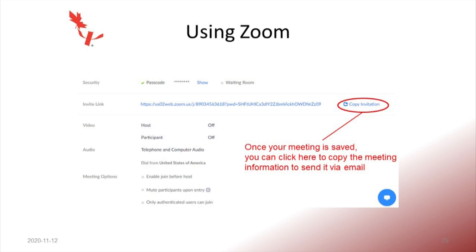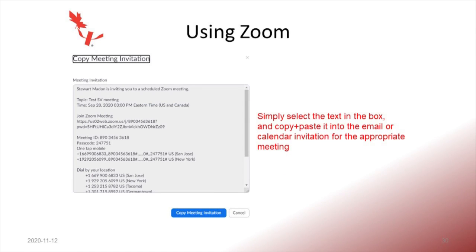You'll then be brought to a screen, and you'll notice that you have an option to copy your invitation. Once you click on that option, you'll see a screen that looks like this. It's sort of an overlay on the previous screen that is going to allow you to basically select all of the information that's presented in this box, and copy and paste it into a calendar invite, an email, whatever.